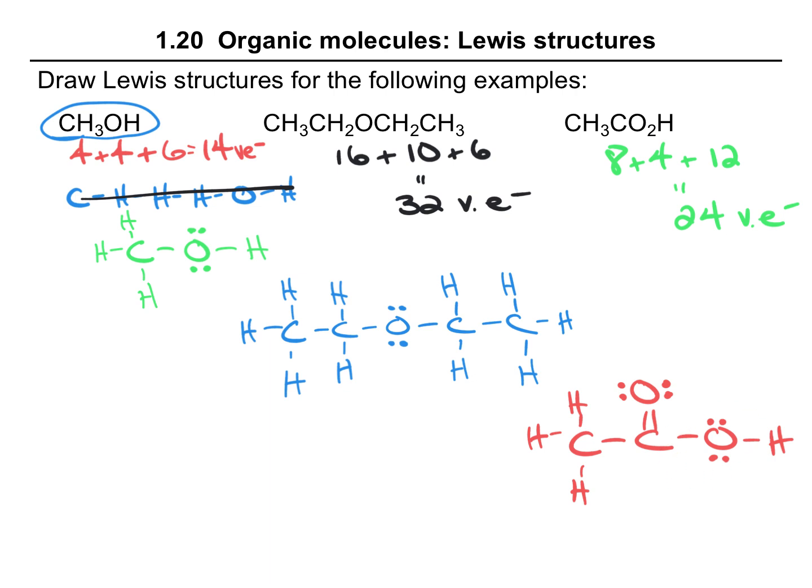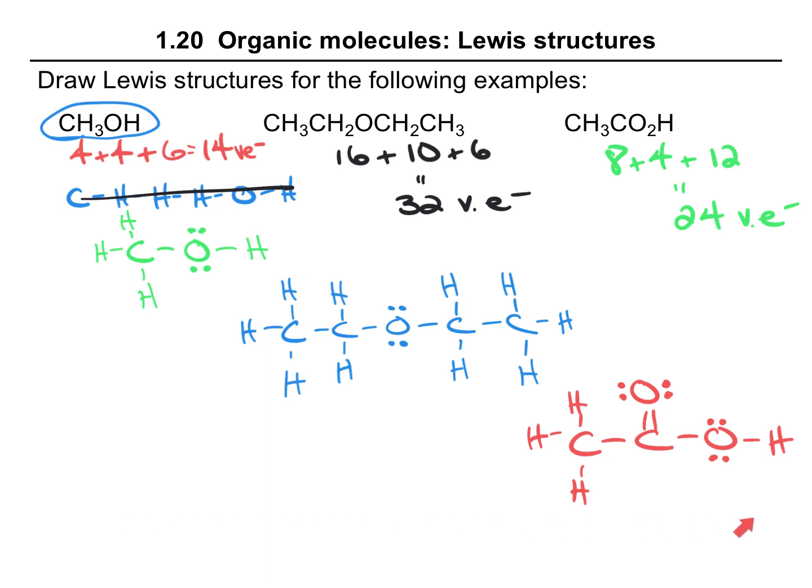So double checking the structure, we have an octet for this carbon and for this carbon. We have an octet for both oxygens, and all of our hydrogens are satisfied as well. In terms of the total number of electrons, we have 2, 4, 6, 8, 10, 12, 14, 16, 18, 20, 22, and 24, which matches the number of valence electrons we're allowed to use. So this is the Lewis structure for acetic acid, an example of a carboxylic acid.